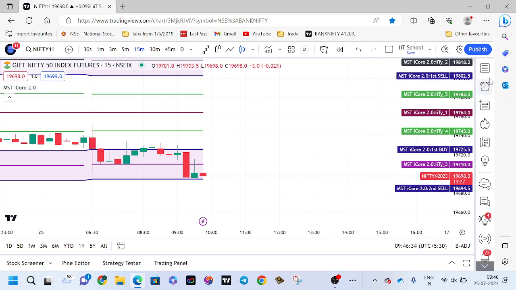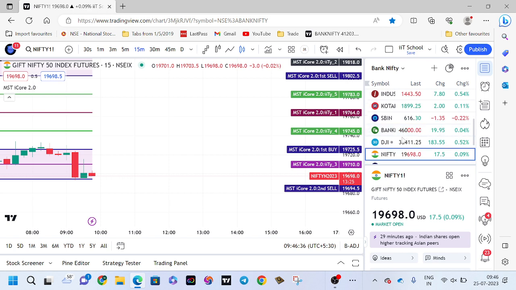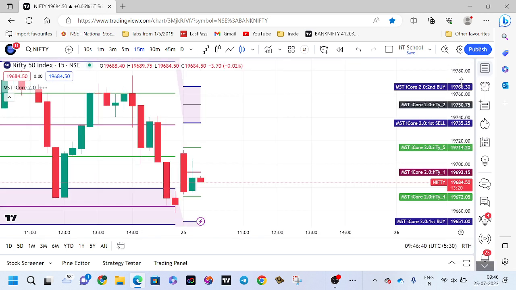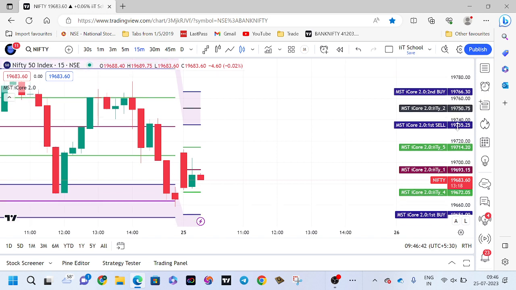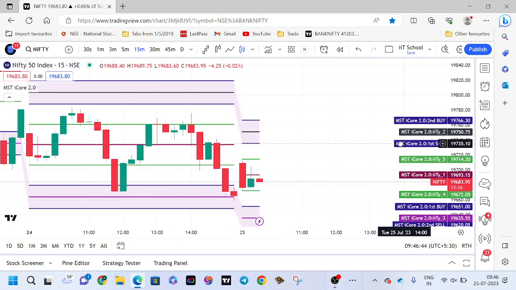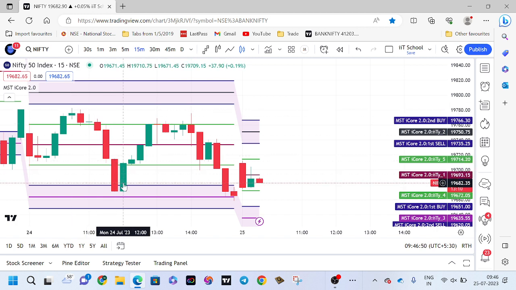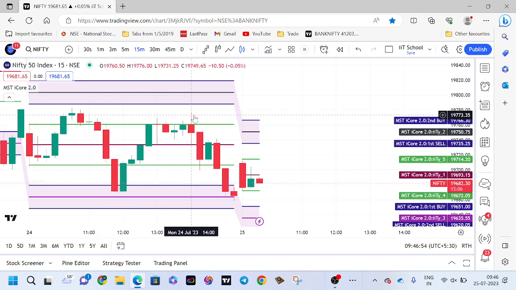This is Gift Nifty now. We want Indian Nifty. See, yesterday what happened in Nifty? As per the 360 trick, we got the sell entry here, and we got the target. Suppose we had missed the 360 trick, we got the buy entry, and we got the target.